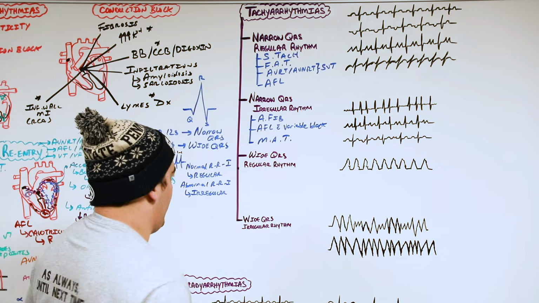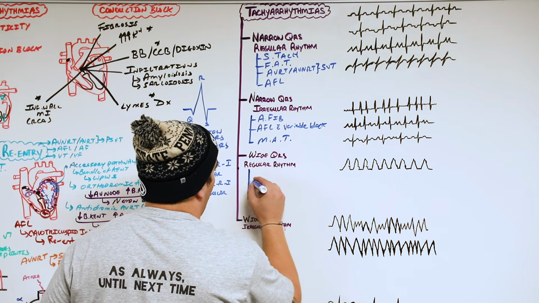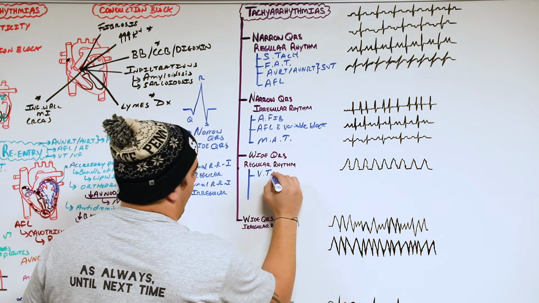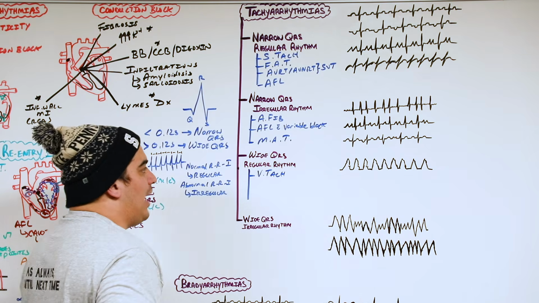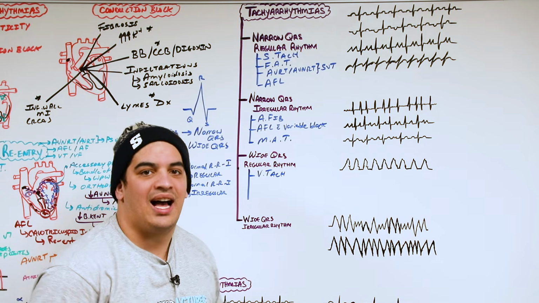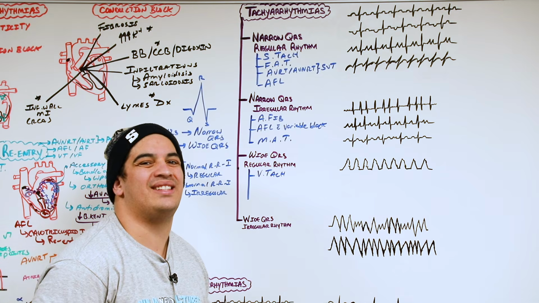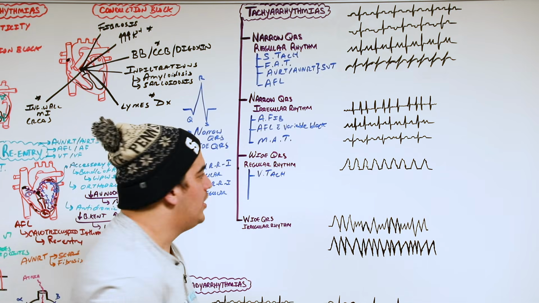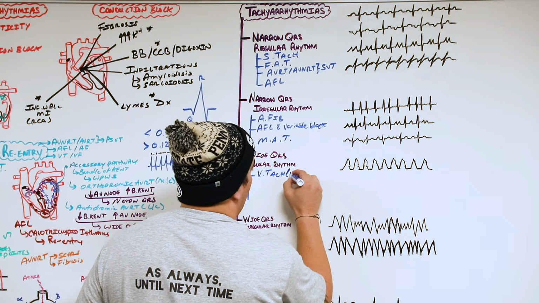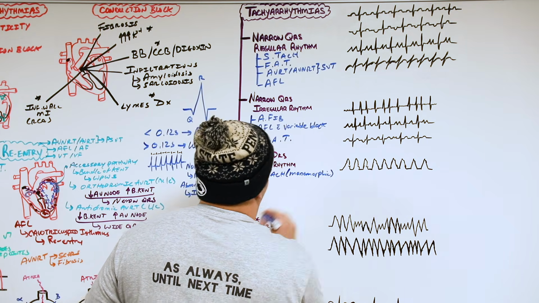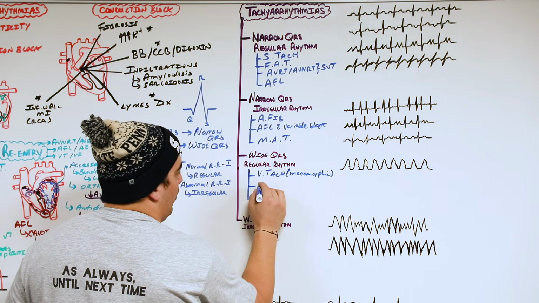Wide QRS regular rhythm. First one, no matter what, you better think this right at the top of your head, VTAC, right? We'll put VTAC. And VTAC, when we're talking about this one, is a particular type of VTAC. You see all the QRS waves that we're going to be talking about? They're all the same morphology. So because of that, what did we say that was called? Monomorphic VTAC.